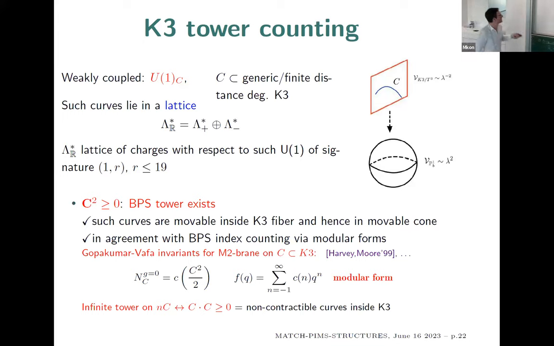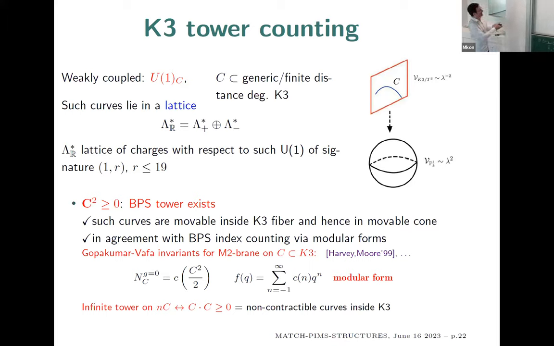do I have BPS towers? Do I have super-extremal states? So now we are in the realm that many people here have been working on extensively. Namely, we need to think about the lattice of curves inside the generic K3 fiber, and as you all know very well, this lattice over the reals can be decomposed into self-dual and anti-self-dual parts of positive and negative self-intersection. And this is a lattice of rank r, where r is not larger than 19 in the generic case. So I now wonder, are there particles that I can get by wrapping M2 branes on certain curves inside here, any curves that would satisfy the weak gravity conjecture?